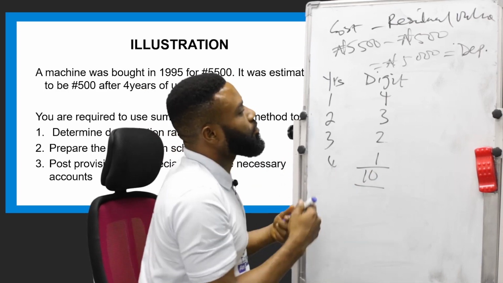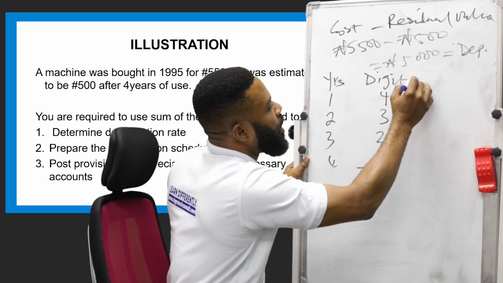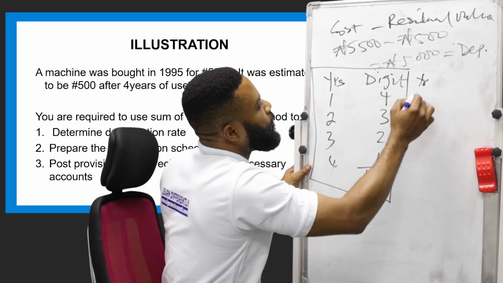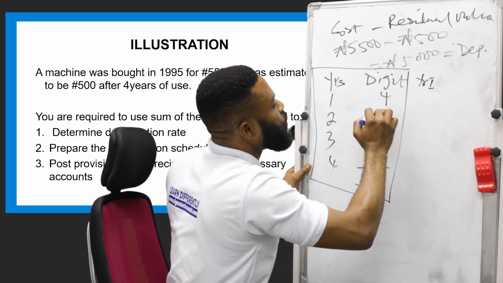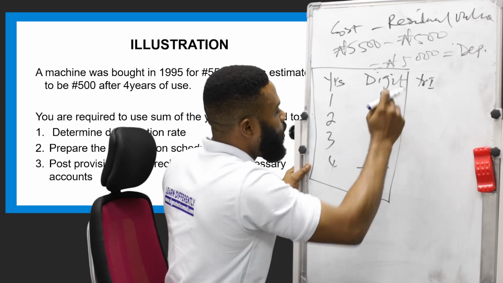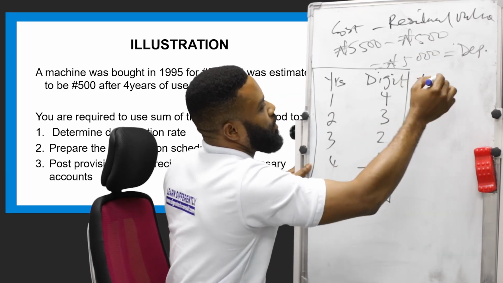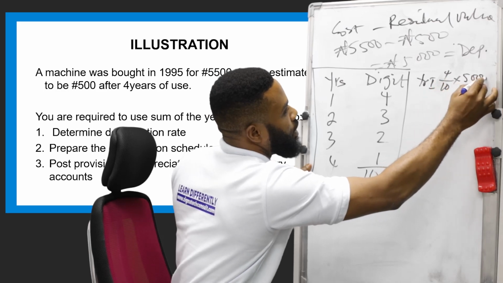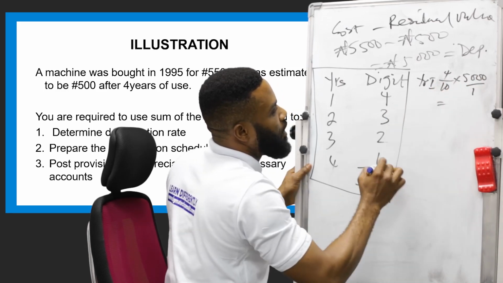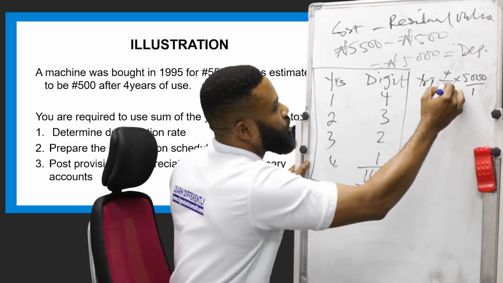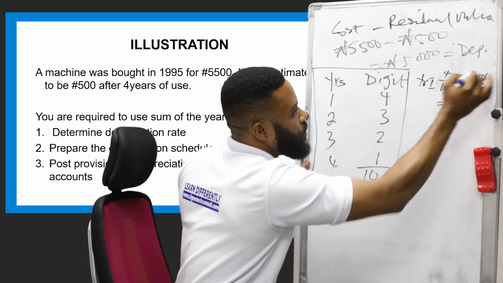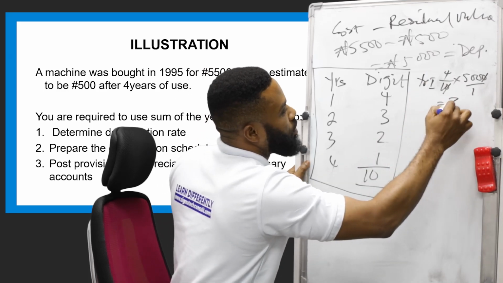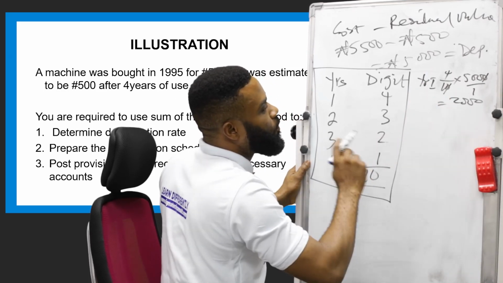For year 1, let's start from here. For your year 1, it's going to be 4 over 10 times 5,000 over 1. What is the value there? Let's manipulate it together. 0 will cancel 0, and then you have 4 times 500, which is going to give you 2,000. That's the depreciation for year 1.